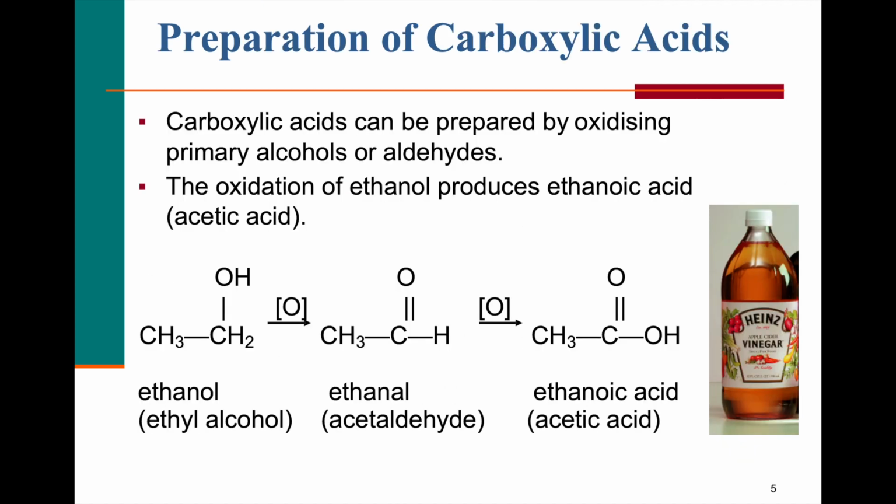So there's a couple of ways that you can make a carboxylic acid, and that is the oxidation of either a primary alcohol or an aldehyde. So just recalling that a primary alcohol such as ethanol will oxidize in its first step to form an aldehyde, which is this here, and then that aldehyde will further oxidize to form the carboxylic acid.